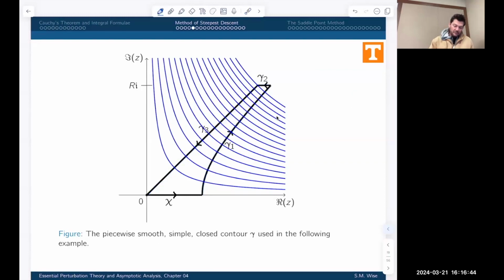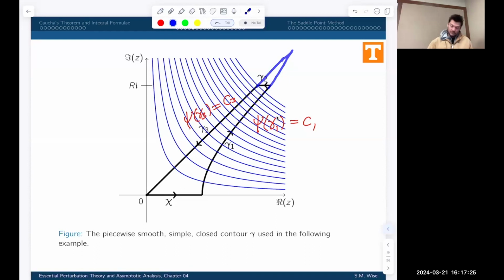We also have to keep in mind the rules for these contours. When I restrict psi to gamma 1, that's a constant called C1. When I restrict psi to gamma 3, that's a constant that I'm going to call C3. I have no such controls over the bridge, but the bridge can become vanishingly small in this case, because we're going to send R, this point of connection, off to infinity. As I do that, these curves become closer and closer together until they merge at infinity.